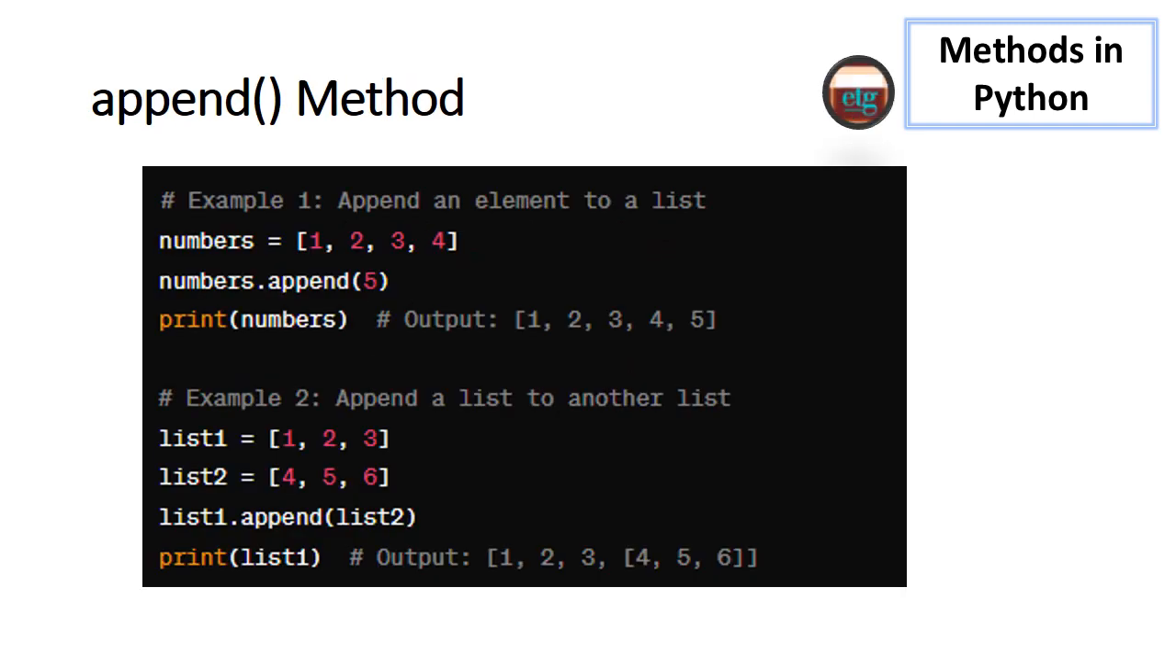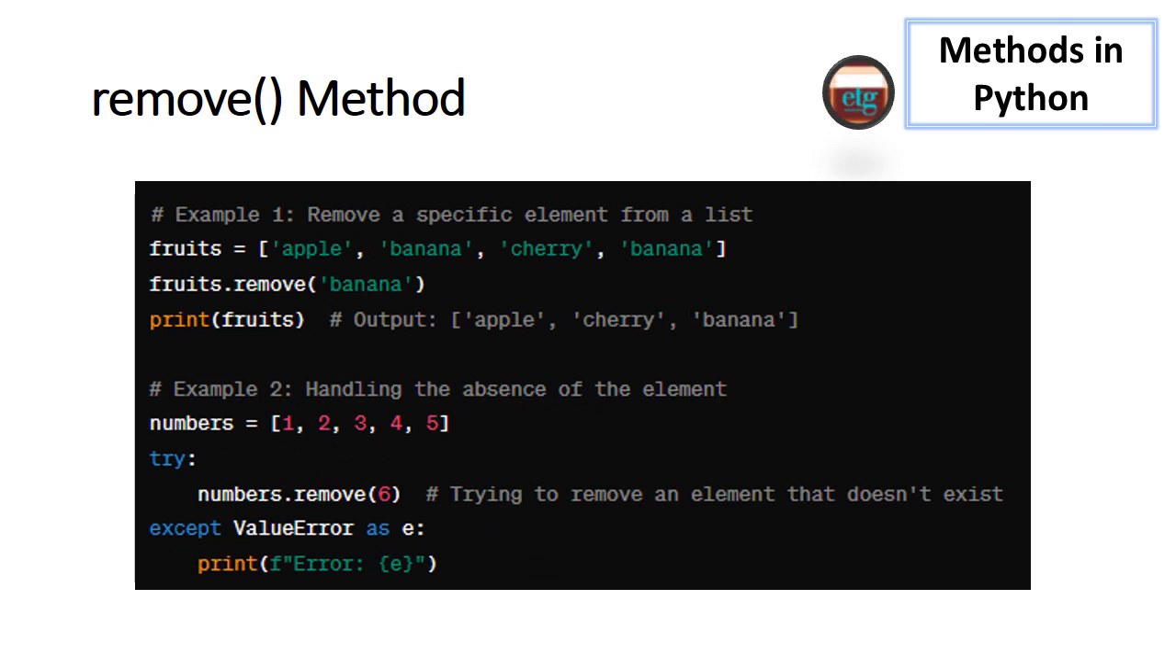Append method in Python. The append method is used to add an element to the end of a list, and the remove method is used to remove a specific element from a list. Here are examples for both methods. The append method adds an element to the end of a list. Remove method in Python. The remove method removes the first occurrence of a specified element from a list.